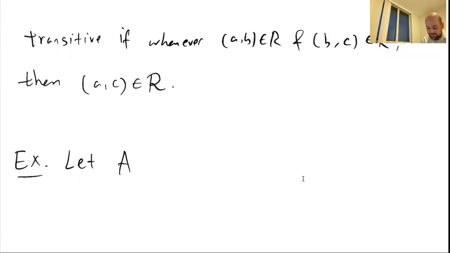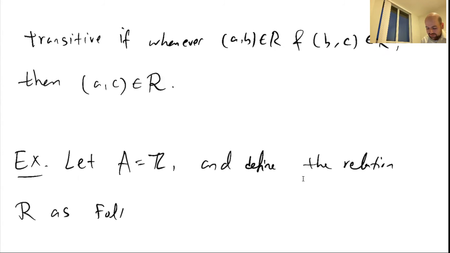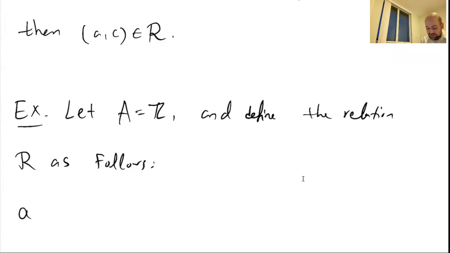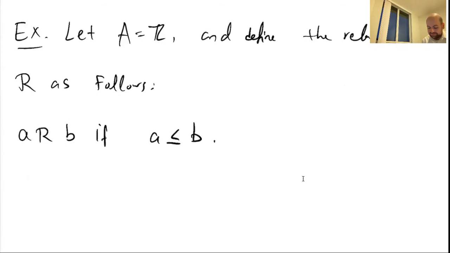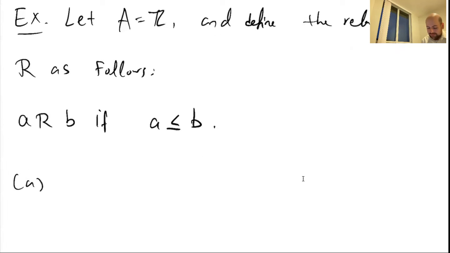Let A equal Z and define the relation R as follows: A R B if A is less than or equal to B. Part A: is R reflexive? So we defined the reflexive relations and symmetric, antisymmetric, and transitive.